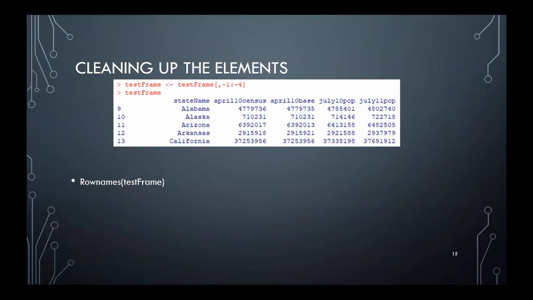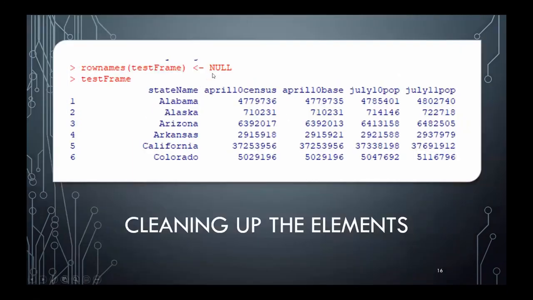Now, when we use null, we're going to use all caps. So you can see here, row names of the test frame, we're going to put null. It reset everything to start back at a count of 1. Okay, now this looks like data we can use.